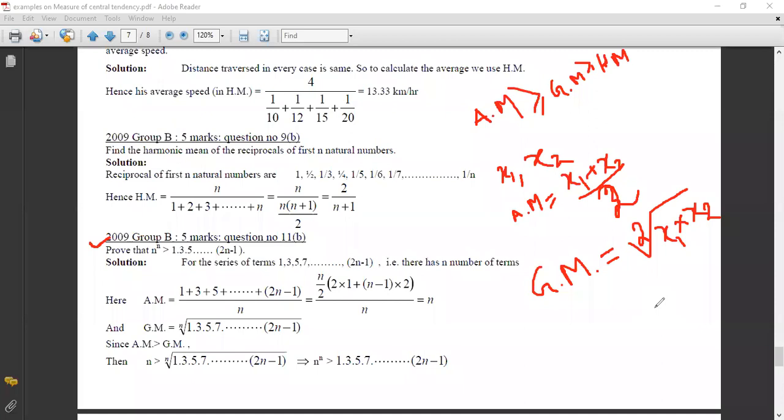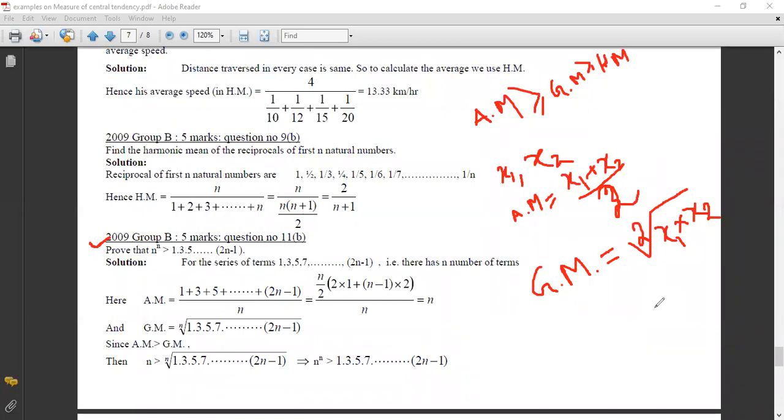For example, what is the meaning of cube root, or of square root? Say two elements are there, one element is 3 and another is 4. Then the GM will be the square root of 3 into 4, which is 12. Using a calculator, you can find the square root of 12.